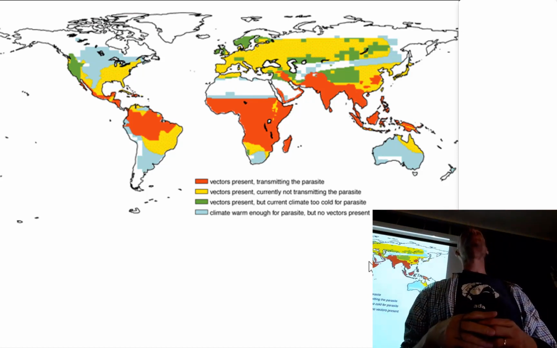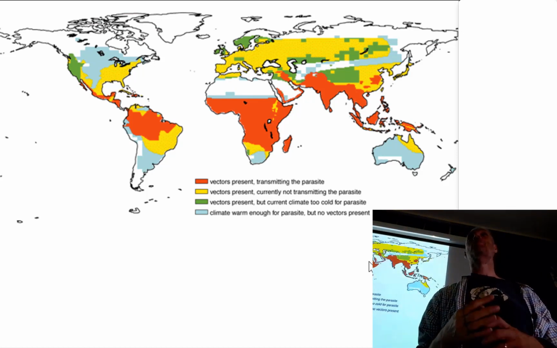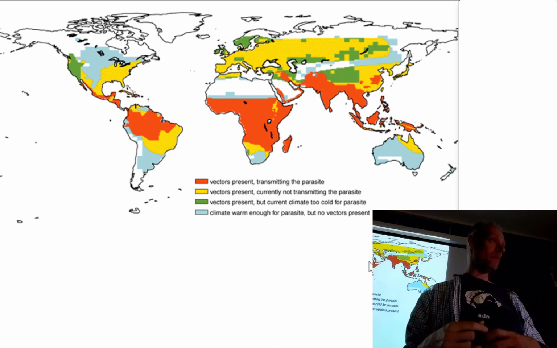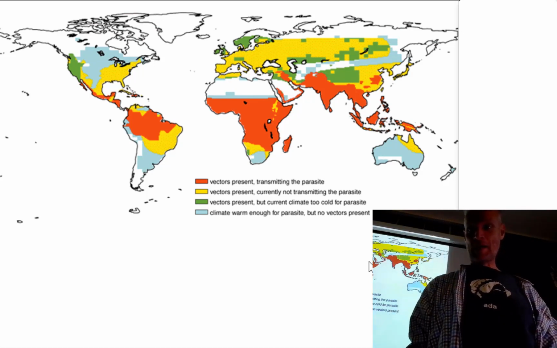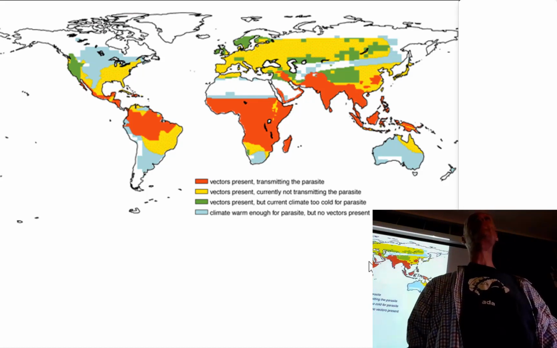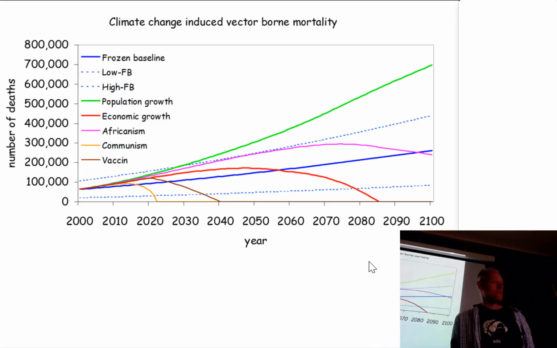So, poor people die of malaria, rich people don't, right? Is essentially the moral of this map. And don't believe Rachel Carson, as a side note. Now we're going to project all this into the future.